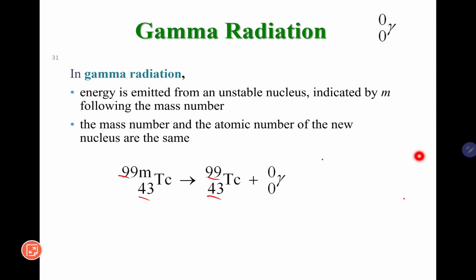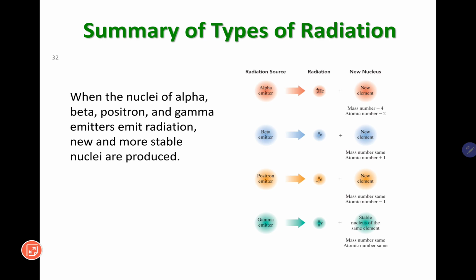So in order to distinguish between the reactant radioactive particle and the product isotope, we use a lowercase m after the mass number. This m means it is a high energy unstable radioactive isotope. Of course, after radiation, this m is gone, okay, you no longer have the m. So that is the only difference. In gamma radiations, you don't have to do any calculations, just simply remove this m from the reactant side, right?